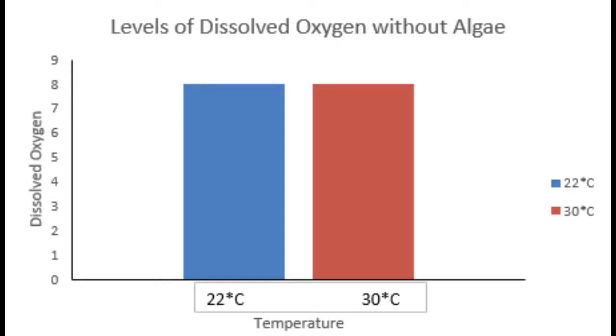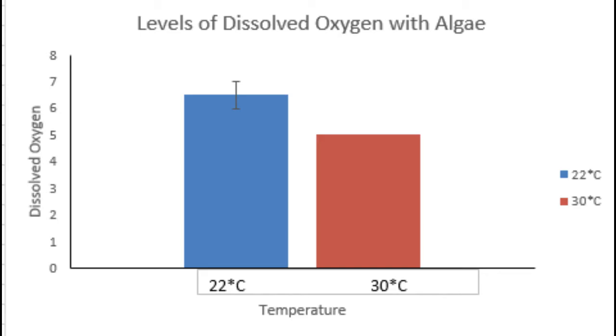The dissolved oxygen in the control flasks at both 22 degrees and 30 degrees Celsius registered at 8 parts per million on the dissolved oxygen test. There was no trend between the two. The average dissolved oxygen level of samples in the 22-degree incubator was higher at 6.5 parts per million with a standard error of 0.5 than samples at 30 degrees Celsius at 5 parts per million with no standard error. This leads to a downward trend in dissolved oxygen levels as temperature rises.